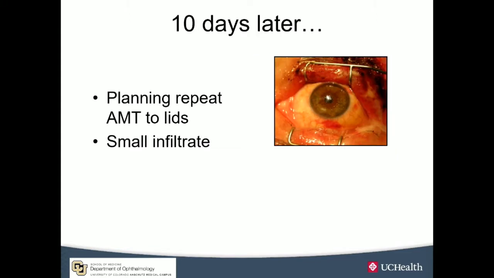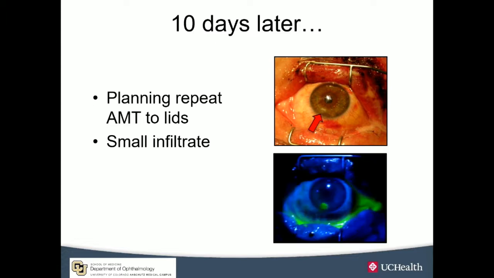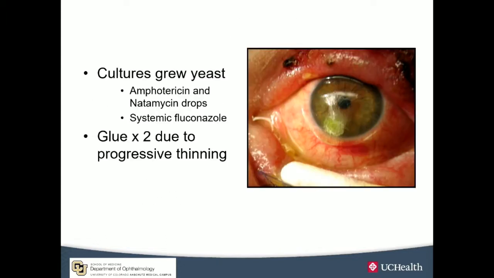10 days after that, we took her back to the operating room thinking we would redo her lids once more. And put the lid speculum in and got a closer look, and you can see beyond the arrow there's a little whitish area, which is always concerning because the amniotic membrane was gone. It wasn't just a little thickening of the membrane, and it's stained with fluorescein. So we cultured her. Now we started her on fortified antibiotics.